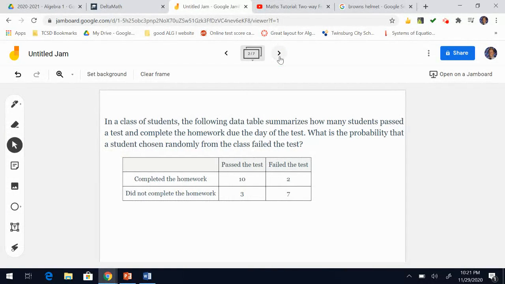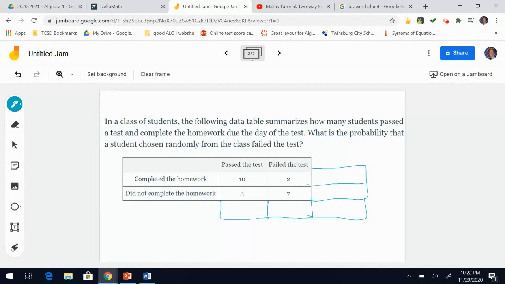In a class of students, the following data table summarizes how many students passed the test and completed the homework due the day of the test. What is the probability that a student chosen randomly from the class failed the test? The very first thing we need to do is figure out our totals, all right? So what I'm going to do here is make totals down here and over here.